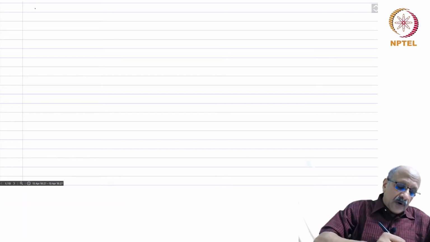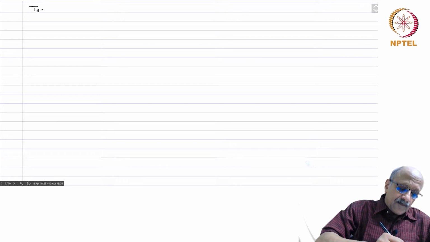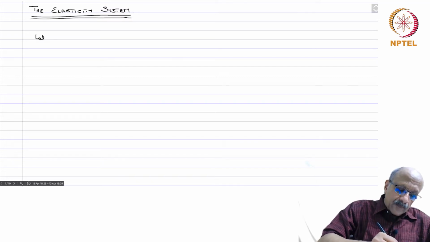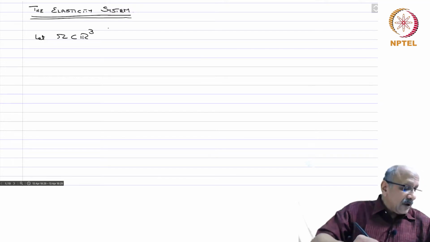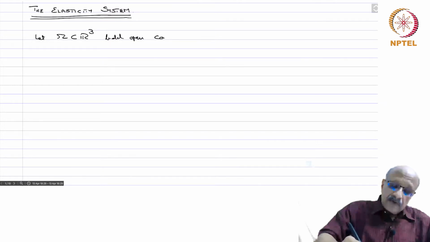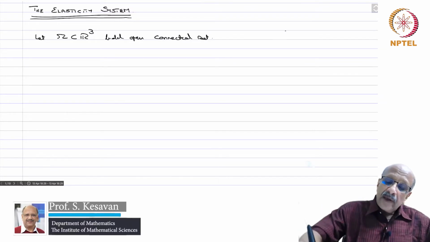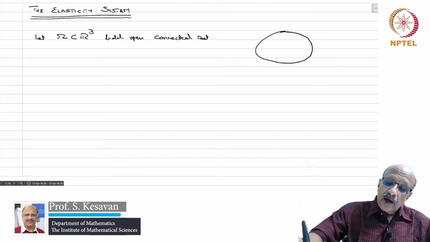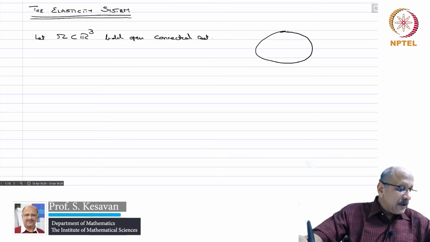Our next example is the elasticity system. So let omega contained in R3, so we are restricting ourselves to R3, be a bounded, open and connected set. This is the volume occupied by an elastic body. So this is omega, it's the volume occupied by an elastic body.